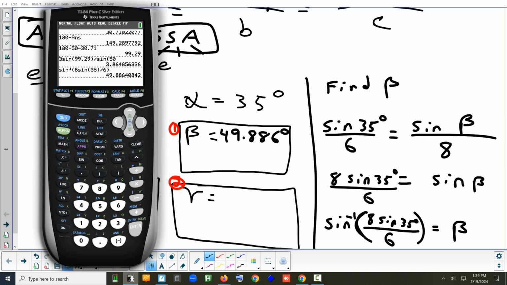Okay, so what do we do to check? Well, let's start. What do we do to find the second solution? We'll check if it works after. Don't we subtract 49.86 and 35 from 180? Not to check for the second solution.